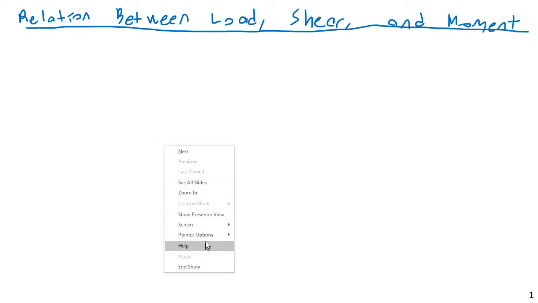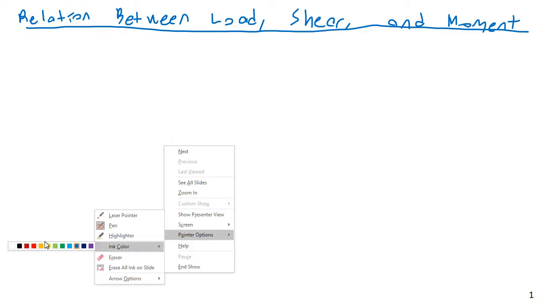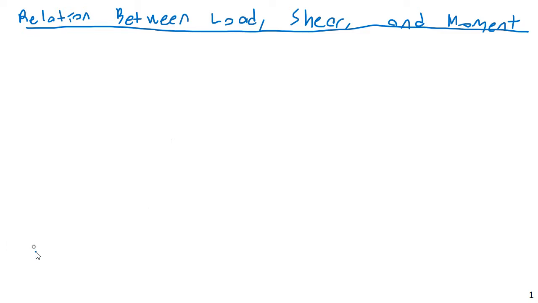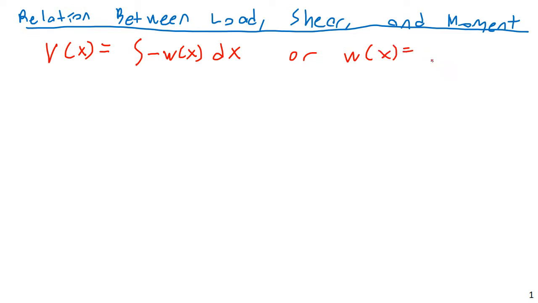All right, so if you're not familiar with these, the basic idea of how to relate between load, shear, and moment is as follows. We can say that shear as a function of x is equal to the negative integral of w of x, or the integral of negative w of x dx. Or we can also say that load, and w of x is going to be our distributed load as a function of x, is equal to negative dV of x dx.